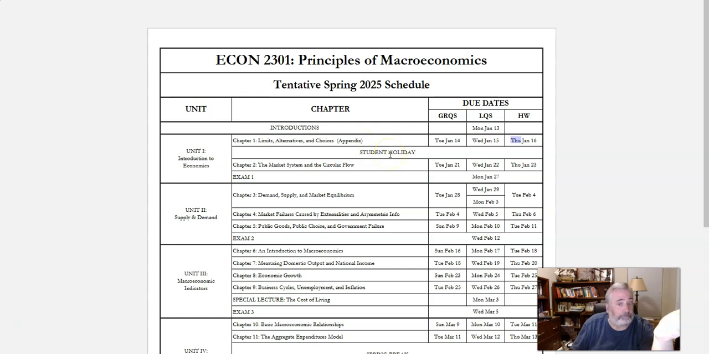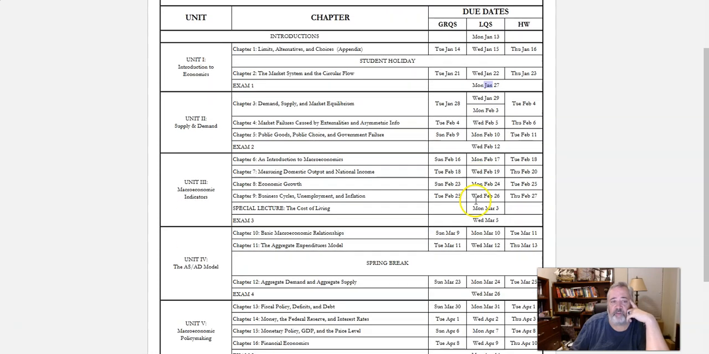Now, we have a student holiday on the following Monday. It's MLK Day. So that's why we don't have school on Monday. So the next time you have a Tuesday GRQ, Wednesday lecture, Thursday homework. And then we have our first exam. And again, that will be through Respondus. And then you come back. And so you can see that's almost always the case. An assignment due the day before, the day of, and the day after for each chapter.